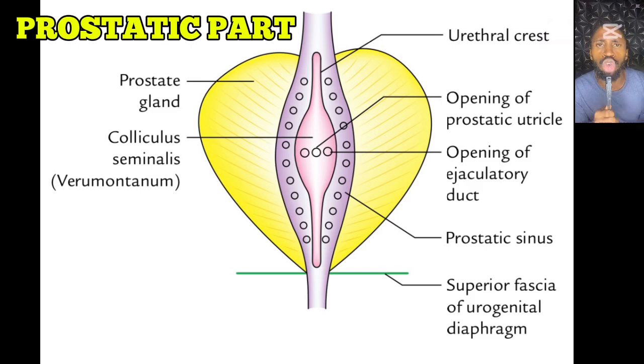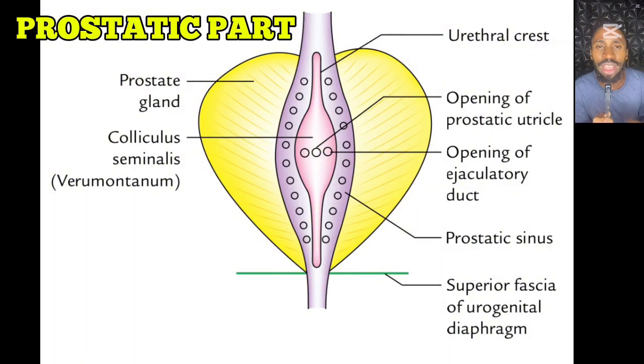Don't forget that this prostatic urethra is the widest and most dilated part of the urethra. It is very big because it contains the seminal colliculus and the urethral crest with the ducts and openings there. So it's the most dilated part of the urethra.